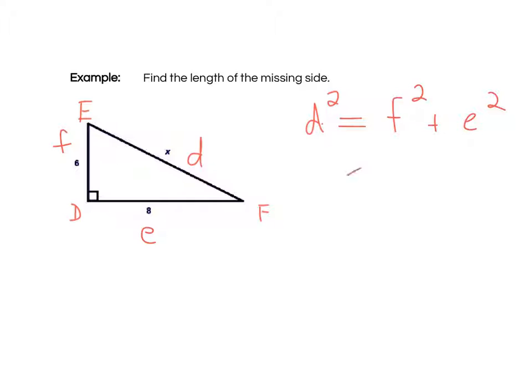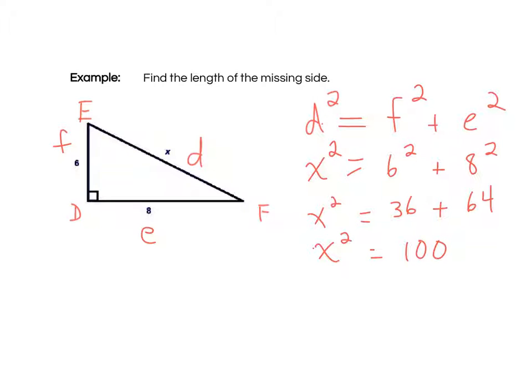Now I'm going to just sub that in. So D I actually represented with X, so now is where I'm going to say, well, X squared. F was 6, so 6 squared plus 8 squared, and I'm just going to work that out. So 6 squared is 36, and 8 squared is 64. And so now I'm going to work that out, clean this up a bit, that gives me 100.